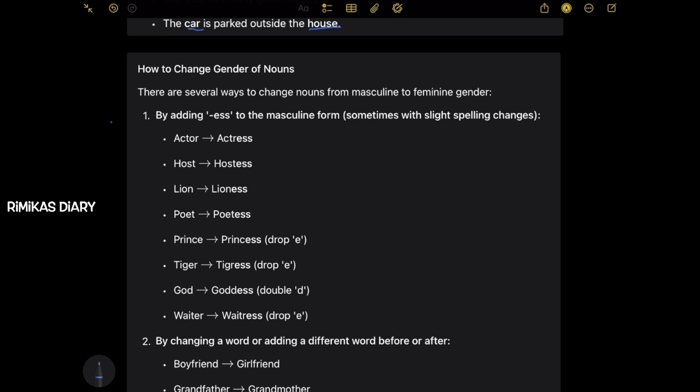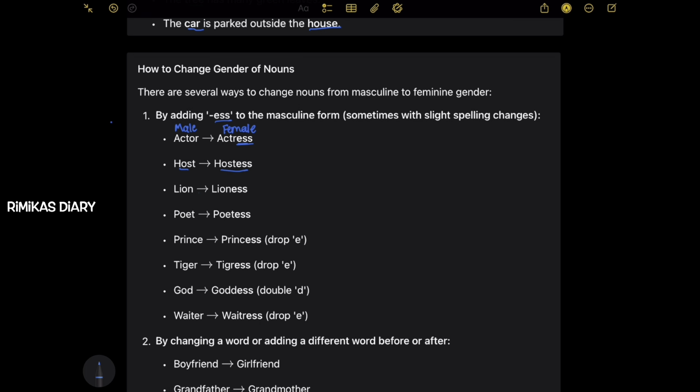How to change gender of nouns. So there are several ways to change nouns from masculine to feminine gender. So by adding ESS to the masculine form, sometimes with slight spelling changes. So actor, actress. So you add ESS to turn it into a female form. So this is the male side, female side.